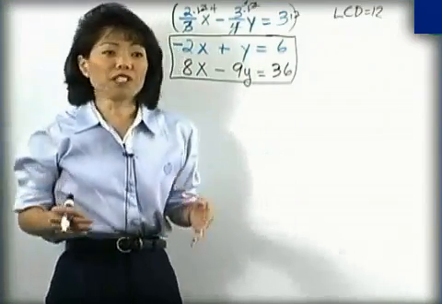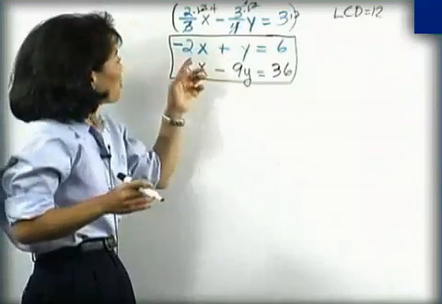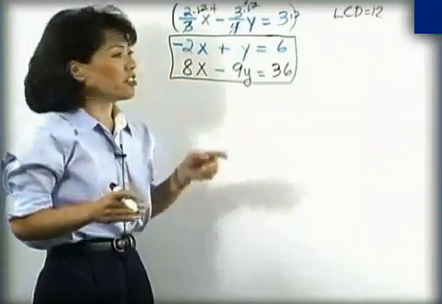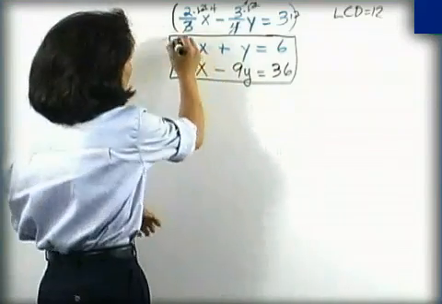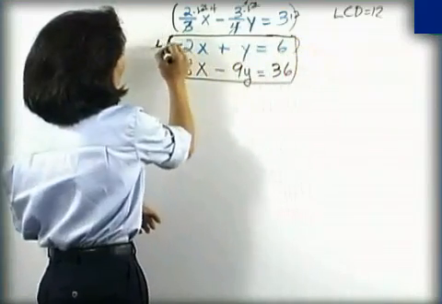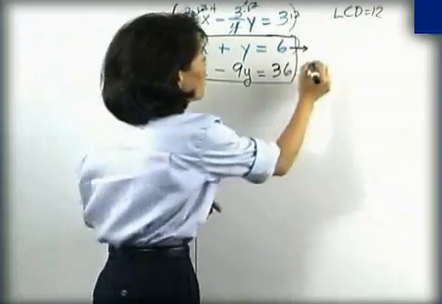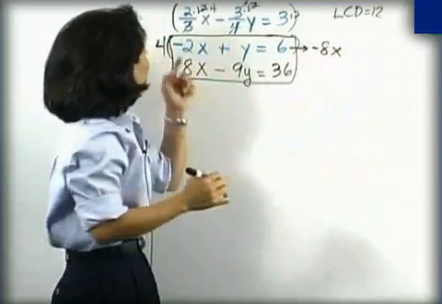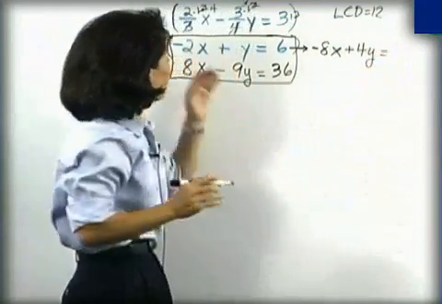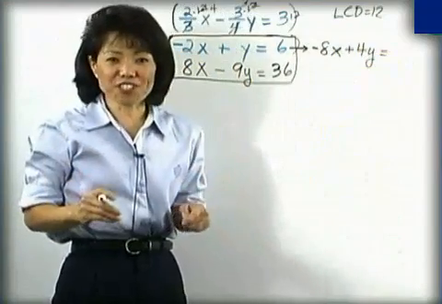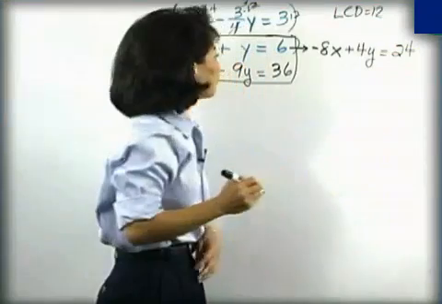What I personally normally do is I'll choose the number that uses the smaller factor. So in other words, I'm going to multiply this top equation by 4 simply because 4 is less than 9. So I'm going to take this top equation, multiply it by 4. When I do, the resulting equation over here is negative 8x, 4 times y is positive 4y, and that's equal to, and don't forget, multiply both sides of your equation by 4. 4 times 6 gives me 24 on the right-hand side.